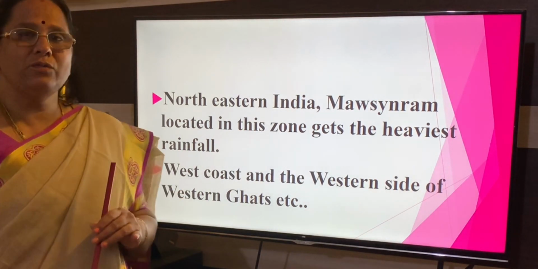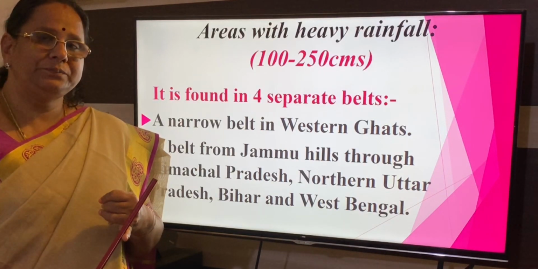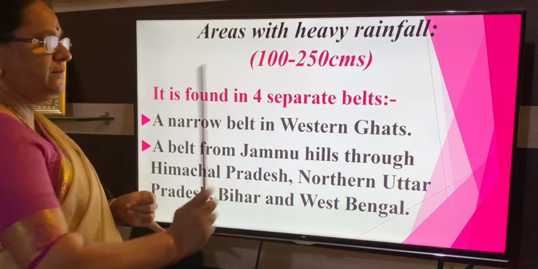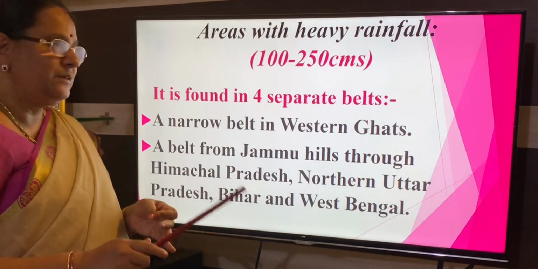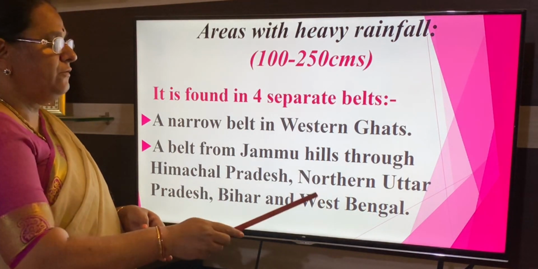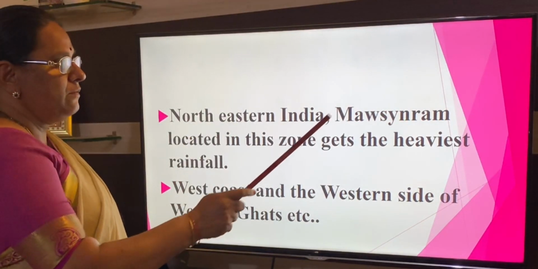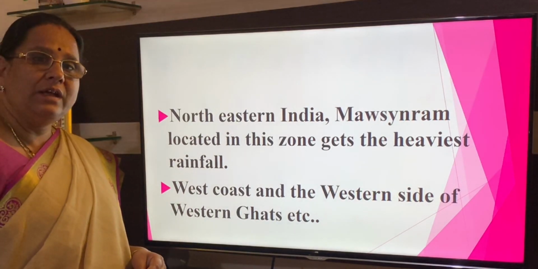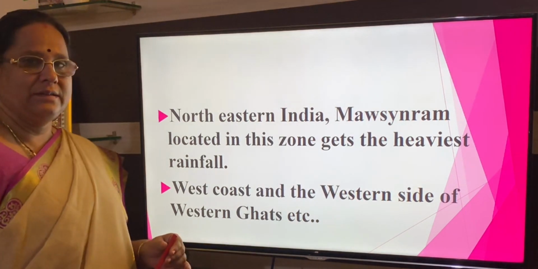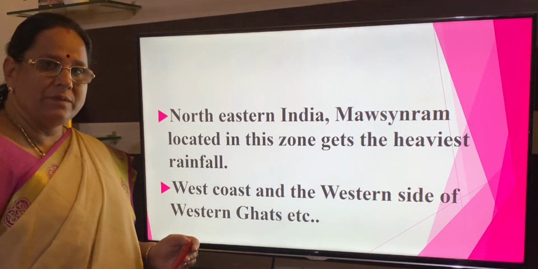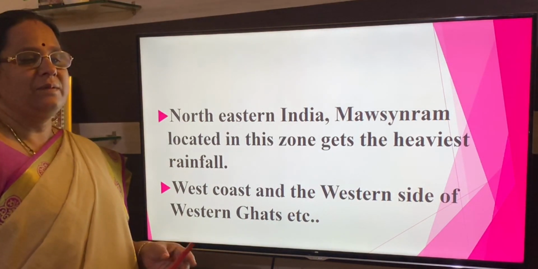So first I told you what the four belts are. Which one was the first one I taught you about? The narrow belt in Western Ghats. And the next one is from Jammu Hills: Himachal Pradesh, North Uttar Pradesh, Bihar and West Bengal. And the third belt, northeastern India, Mawsynram, where we receive heavy rainfall. And the next one, the Western Coast and Western side of Western Ghats. So these are the four belts you have to remember, the areas where we receive the heaviest rainfall. Is that clear, children? Next we will start with the map.